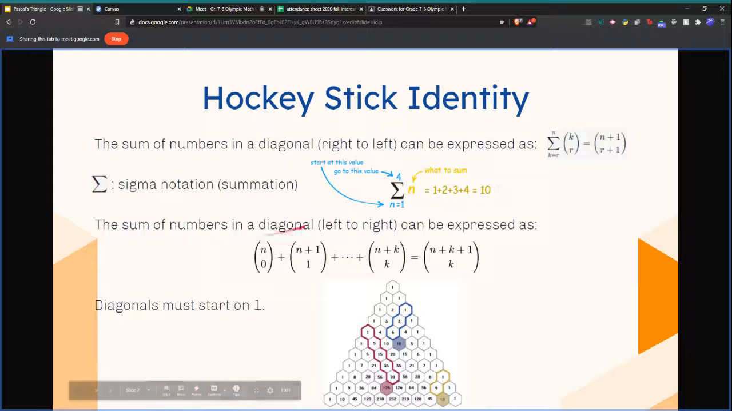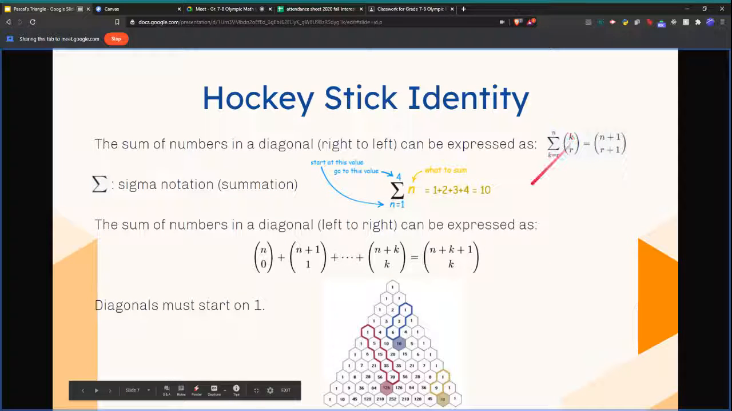We can also express numbers in a diagonal from right to left as well. So like this way, but we rarely see that. But there is also an expression for that. So it looks like this. You have n plus k plus 1, choose k. But you don't have to worry about that because you rarely see this kind of expression in actual math problems. So just focus on the expression at the top here. We'll be seeing this expression more often in problems than this.